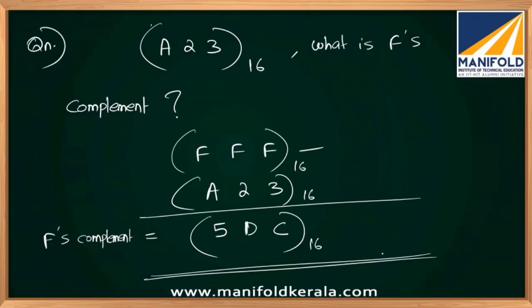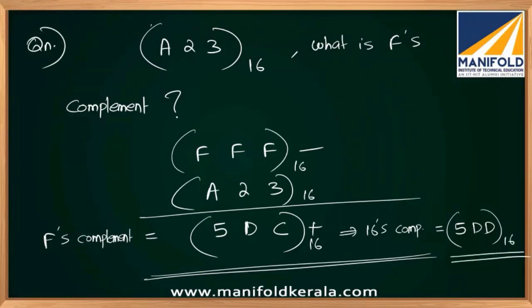Now, if they ask you what is the 16's complement, the 16's complement is equal to F's complement plus 1. If you get the F's complement, you can add a 1 to it to get the 16's complement. And if you add a 1 to this one, what will happen to this C? C will become D, so this will become 5, D, D. So this will be the 16's complement. So please remember about this F's complement.